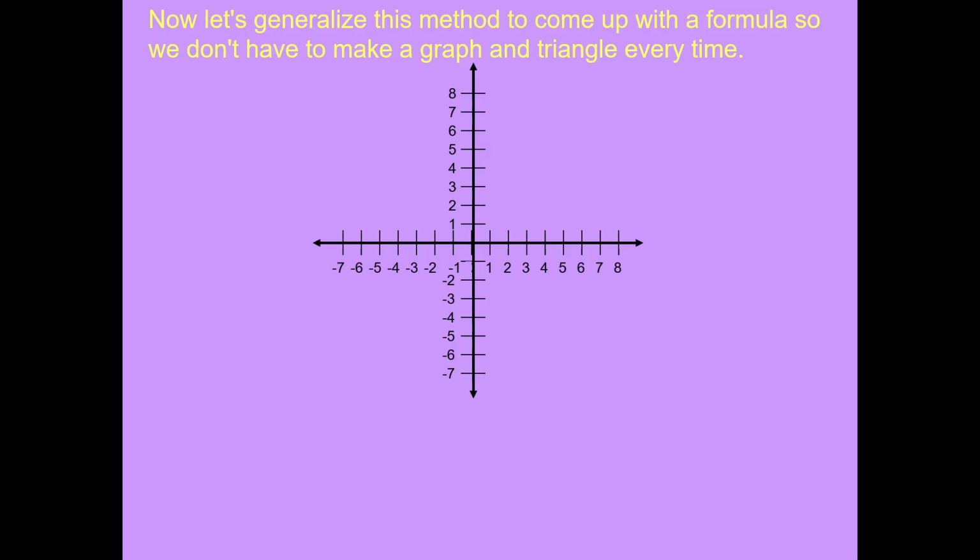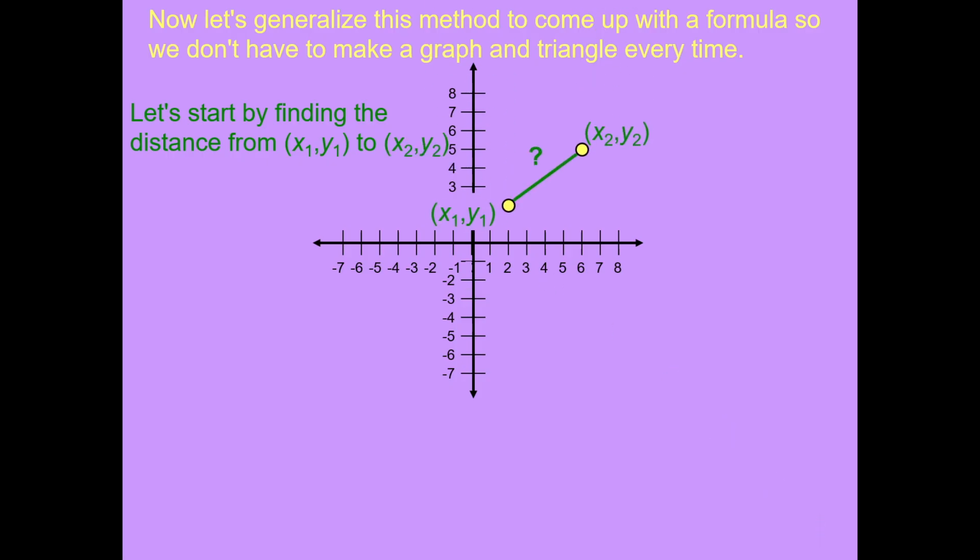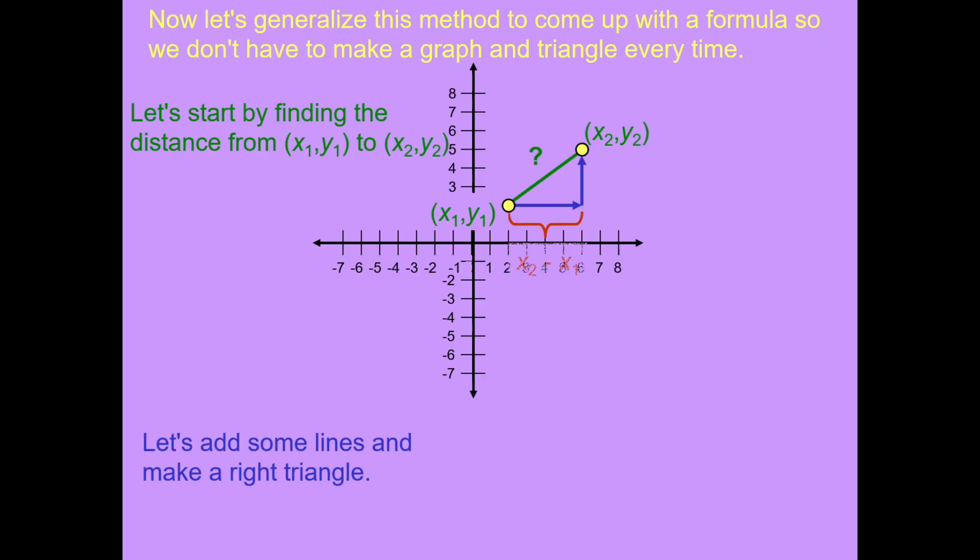Then let's come up with a formula so we don't have to make a graph and triangle every time. Here we have (x1, y1), and at an angle we have (x2, y2). Here we have the change along the y-axis, y2 minus y1, and here we have x2 minus x1. This is that distance being described in terms of coordinates.